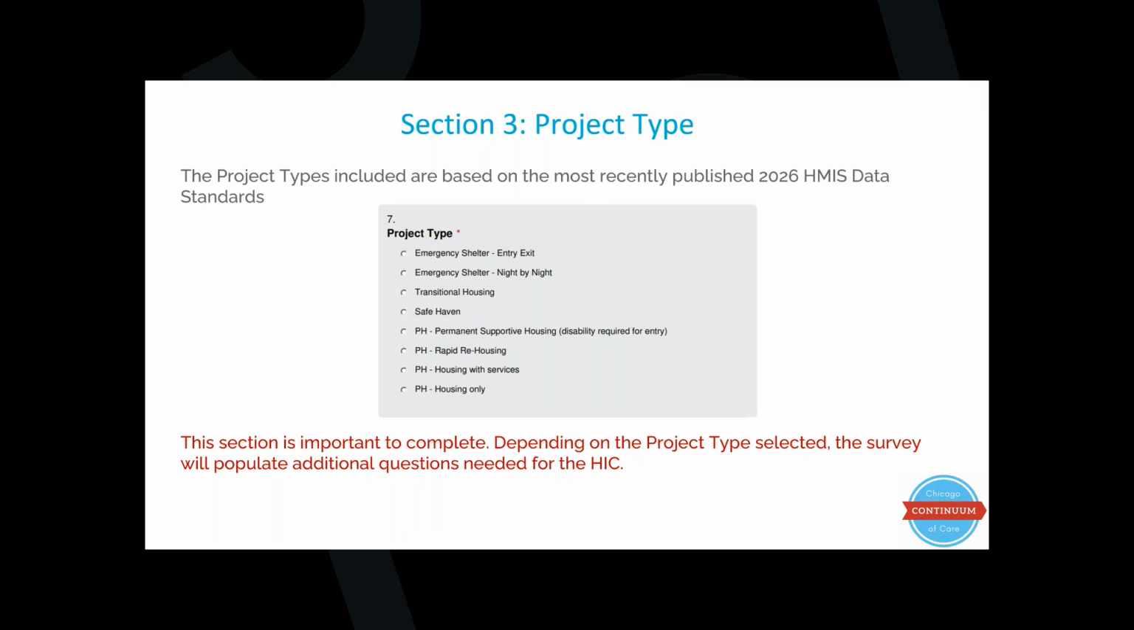And again, one thing to note is that what you select for the project type is going to dictate additional questions that you're going to see in the survey. So for permanent supportive housing, if you select that, you are going to be provided with the chronic homelessness dedicated beds question. If you're emergency shelter, you're going to be provided with the emergency shelter section that talks about the bed capacities.